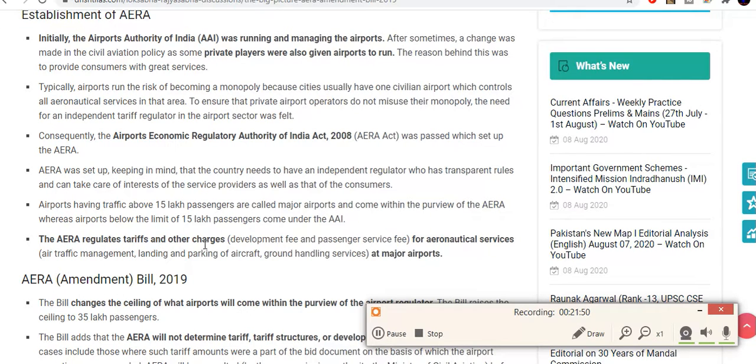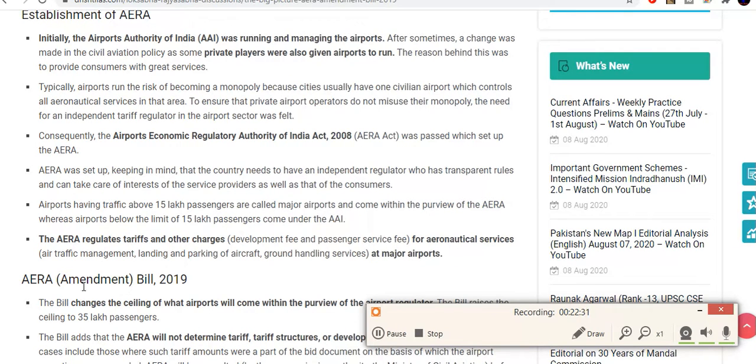So AERA regulates tariff and other charges, development fee, passenger service fee for aeronautical service, air traffic management, landing and parking of aircraft, ground handling services at major airports. So the crux of this news article, this particular topic: AERA will regulate the things for major airports. What is the meaning of major airport? 15 लाख से ज़्यादा, वो जो बैंक अकाउंट में 15 लाख आने थे 2014 इलेक्शन के बाद, वो वाले नहीं, ये दूसरे 15 लाख हैं. Okay, so 15 lakh passengers, you can just remember.